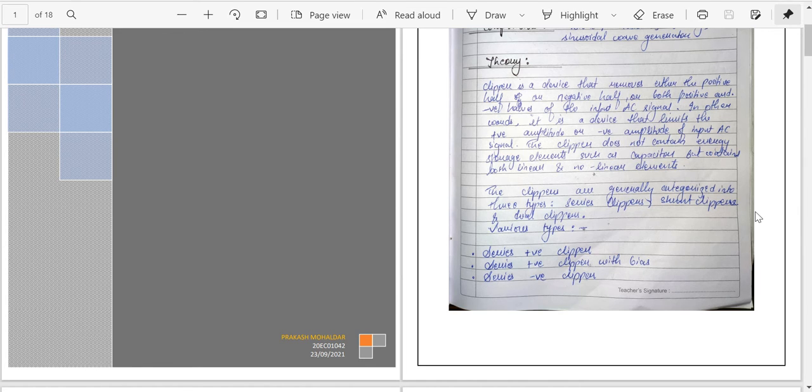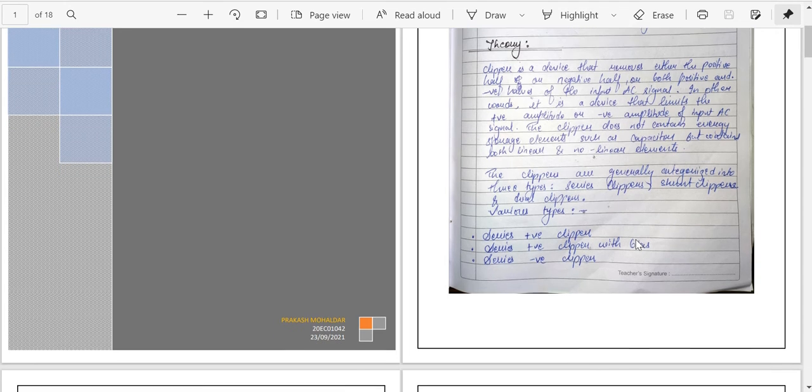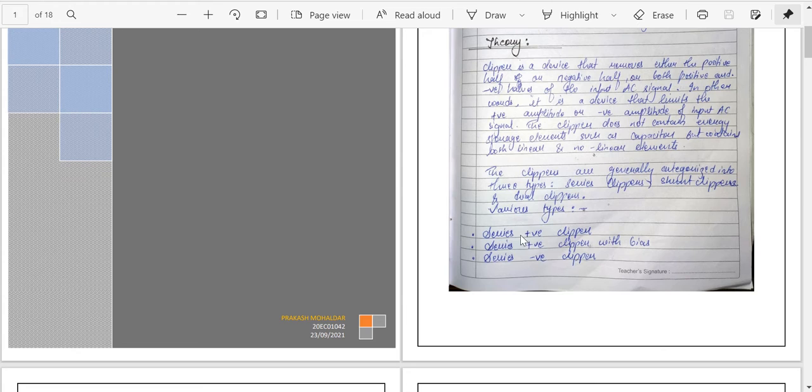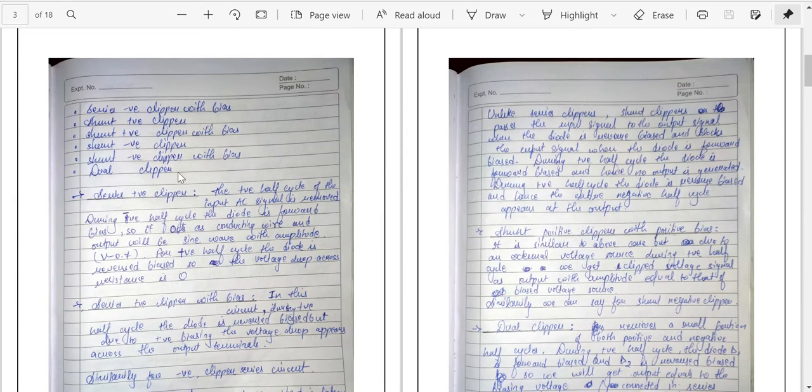Okay, so we can design clipper circuits in various types. I've listed down the types here. We can design a series positive clipper, series positive clipper with bias, series negative clipper, series negative clipper with bias, shunt positive clipper with bias, shunt negative clipper, shunt negative clipper with bias, and finally a combination of the clippers, that is the dual clipper.